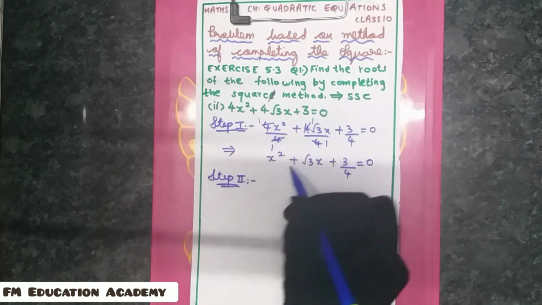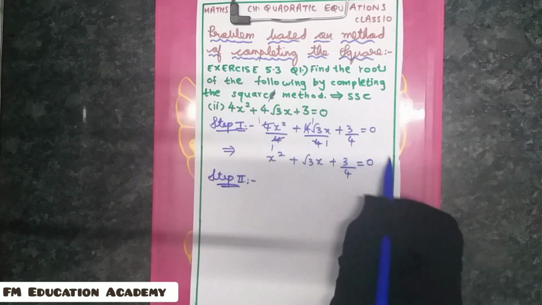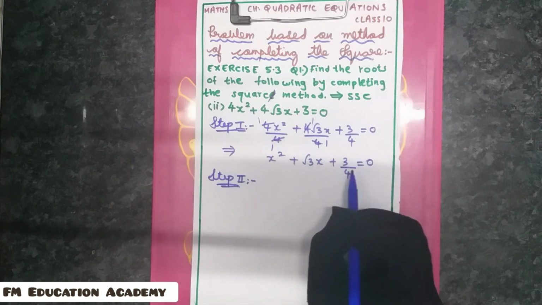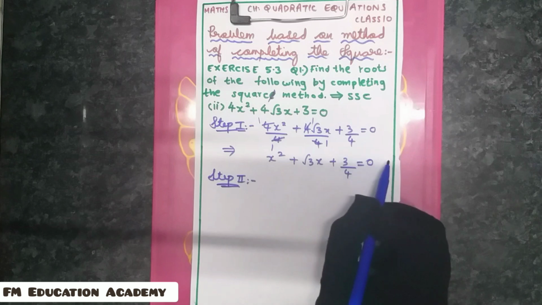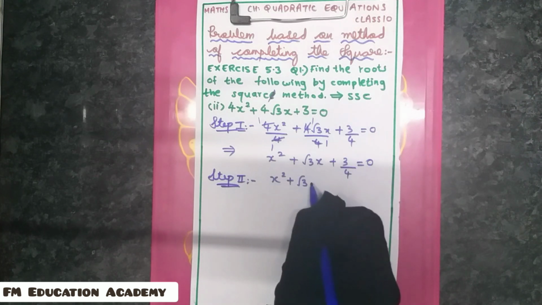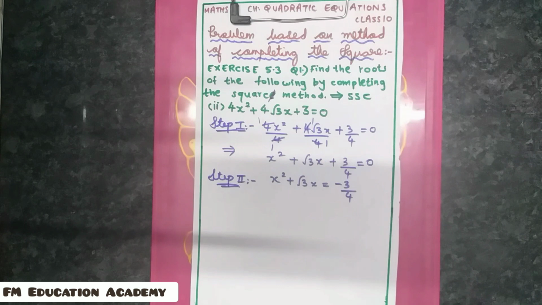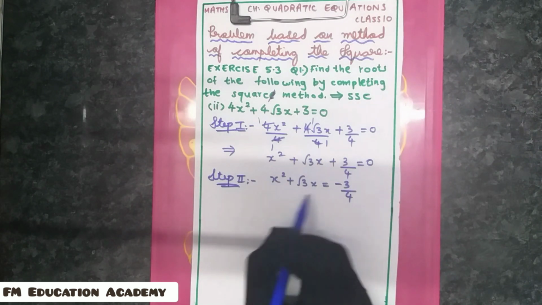Here my step 2 will be to send the constant to the RHS, that is the right hand side. So I will send this plus 3 by 4 to the other side. So x squared plus root 3x will be on the left hand side, LHS only, and plus 3 by 4 I am sending to that side, so it becomes minus 3 by 4.